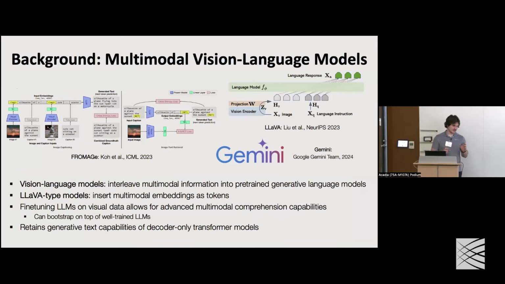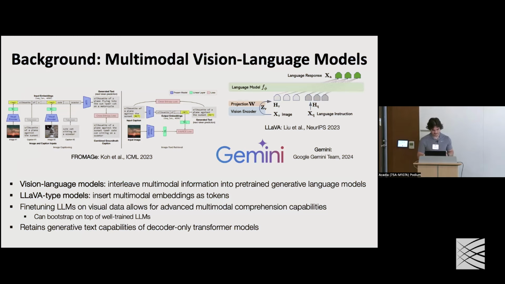Another bit of background is multimodal vision language models. VLMs have become very popular recently within the foundation model space. The idea is that you want to interleave multimodal information into pre-trained generative language models. You may have seen some of these models in recent conferences, such as Fromage and LLaVA, and they're also becoming very popular in industry with models such as Gemini, where they natively can handle multimodal information. We derive a lot of our motivation for our architecture from this, because these models are able to generate text, but they can also ingest images. So we think, well, instead of images, can we make that proteins, and then have a model that has these wide capabilities, such as you see with a model like Gemini.